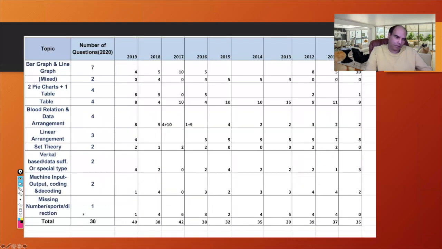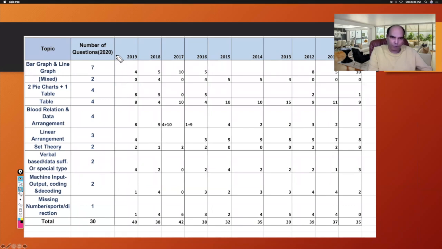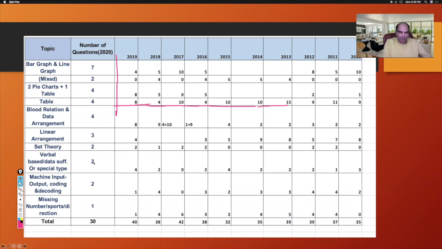And let's look at the DILR. Now, in DILR, an important point has come up, which you should understand before you look at this chart. That point is that earlier, before 2019, including 2019, there used to be two separate sections, one section for DI and another for LR. So you can have a look at this slide.